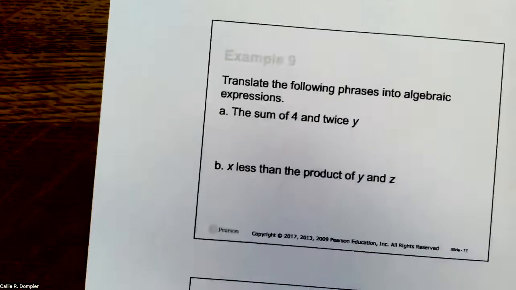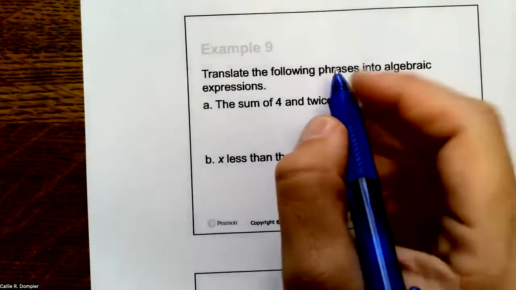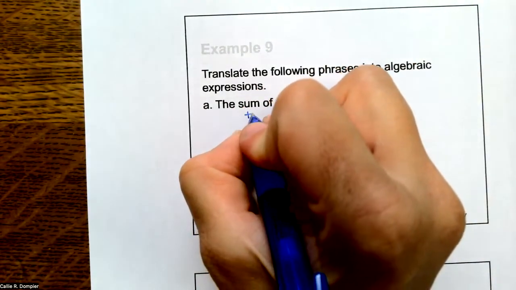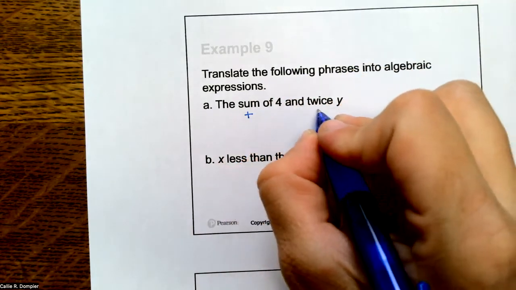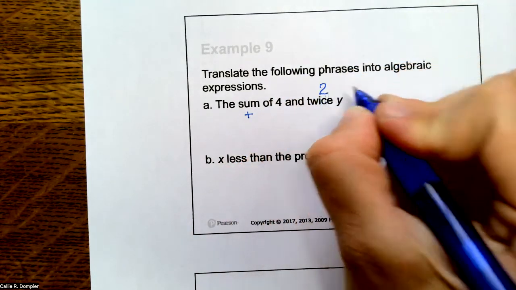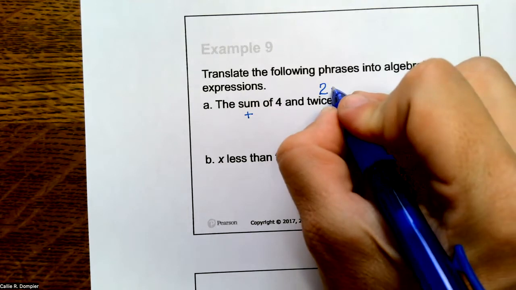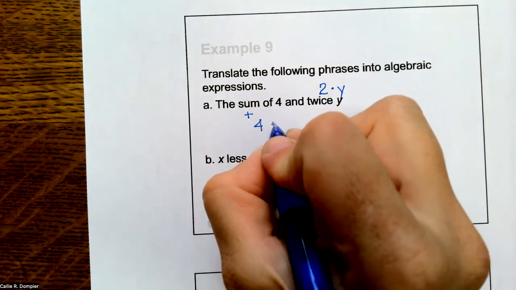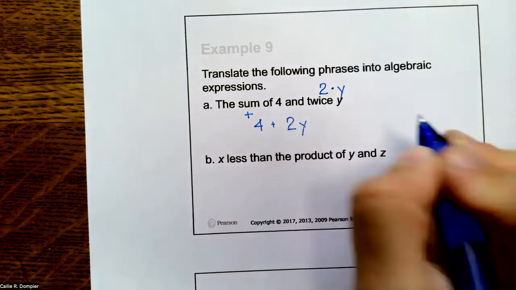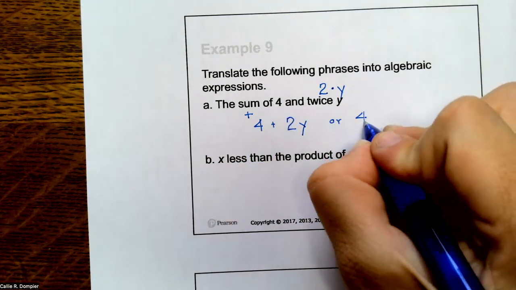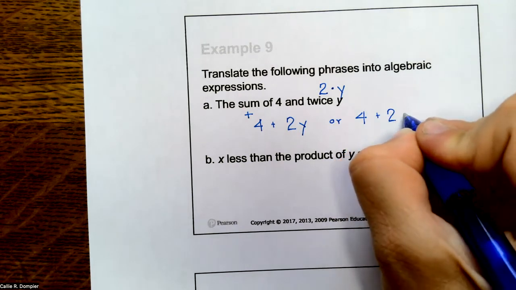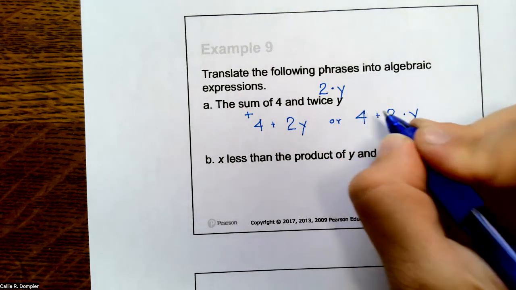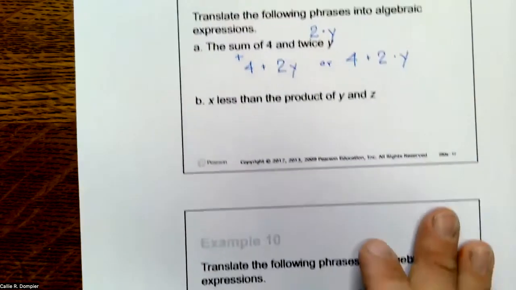Number 9, the sum of 4 and twice y. So sum we know is plus, and we're just looking in order. 4 and twice. Twice means 2 times, right? 2 times y. So the sum of 4 and 2y, or 4 and 2 times y, right? But that's the cleanest way to write.